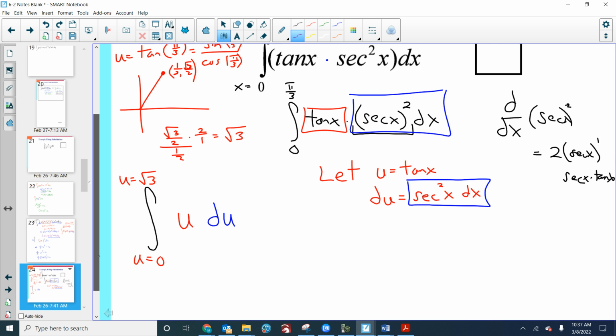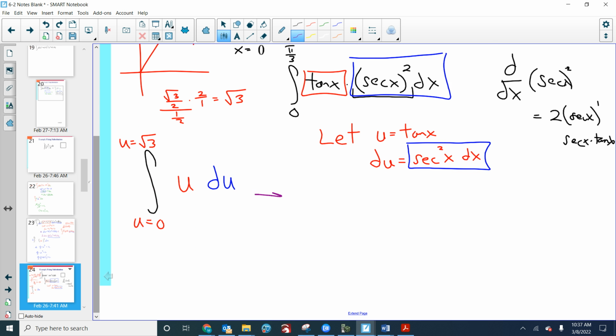Anti-differentiation time. What's the antiderivative of u? This is an easy question, but I cringe because I'm concerned with what's going to happen. 1/2 u squared.